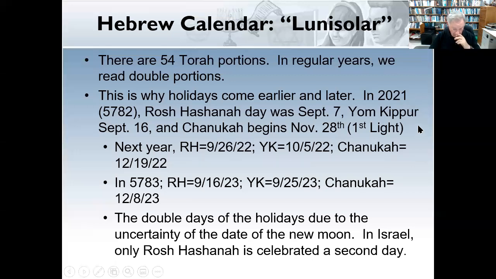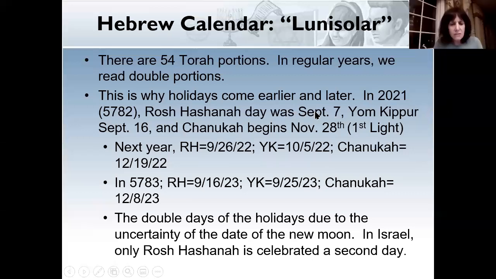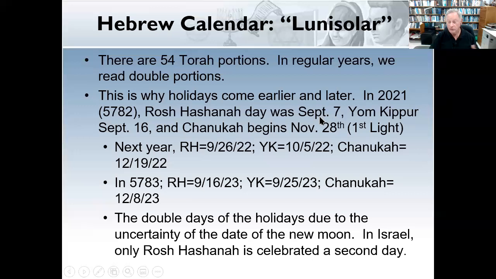So getting back to this year, Rosh Hashanah was on September 7th. This is actually the day. So Erev Rosh Hashanah, the evening of Rosh Hashanah, was on the 6th. Yom Kippur, the 16th, and Hanukkah begins on November 28th. Next year, because we have a leap year, instead of September 7th, it's going to be September 26th, Rosh Hashanah, and all the other days are also going to be significantly later. The following year, if you look 26th to 16th, it's 10 days earlier.